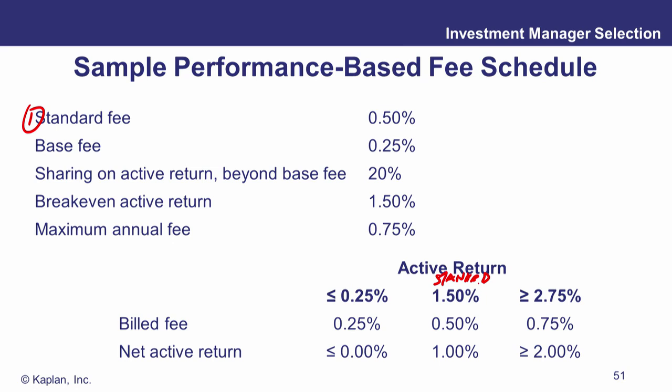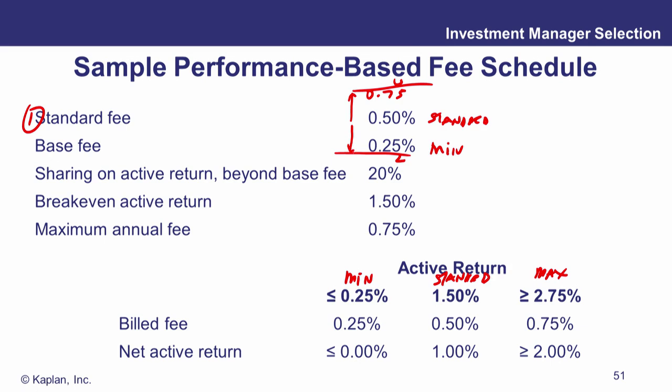We've also got a minimum fee, and they're calling this the base fee of 0.25. Here is the minimum, here is the standard, and then up here we have the maximum fee, which is 0.75. So if you have our lower bounds and our upper bounds here, the fee can increase or the fee can fall depending on performance.